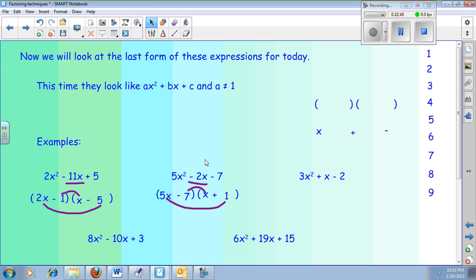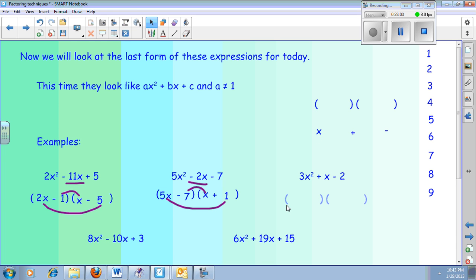We don't need to check the first and the last terms because we created those. 5x times x is 5x squared. That's why we put that in there. Negative 7 times positive 1 is negative 7. That's why we put those numbers in there. So the first and last terms don't need to be checked. It's the middle term that needs to be checked.